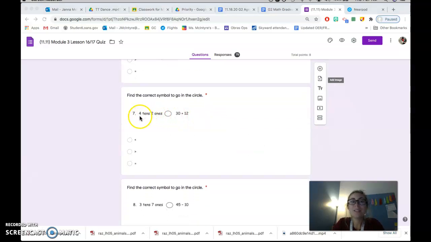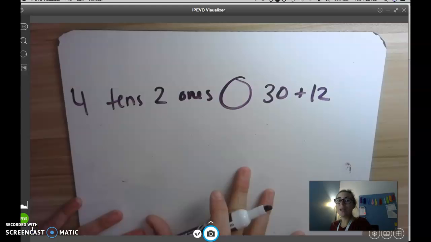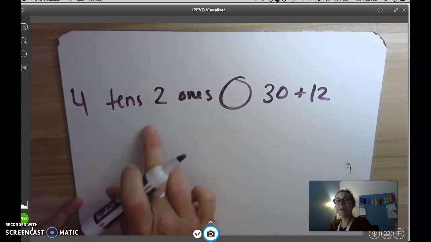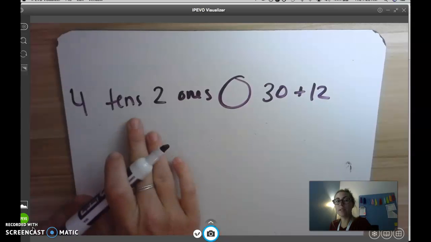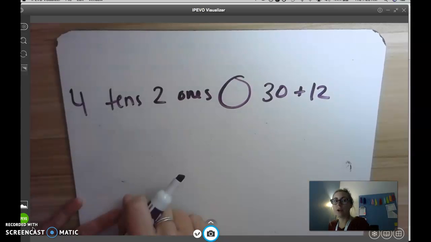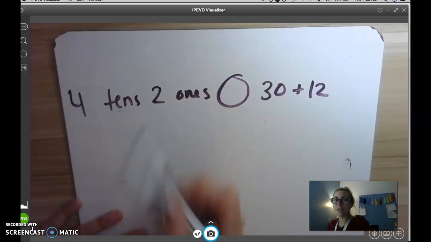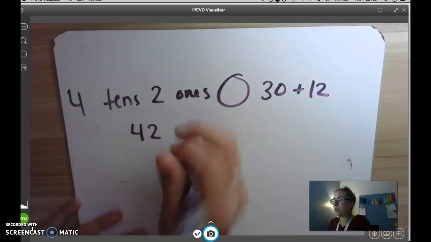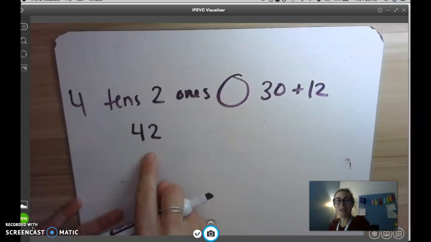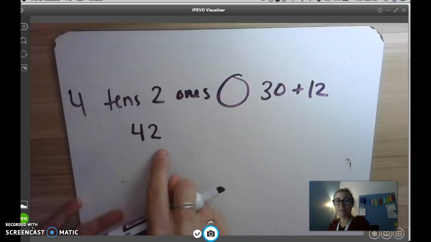So you see number 7, which is 4 tens, 2 ones. And then it's asking for the comparison symbol for 30 plus 12. Well, let's do the math. One thing I always do is write the total of the side underneath what I'm trying to find. So I know that 4 tens, 2 ones is the same as 42. So I'm going to write it underneath what I have right here.